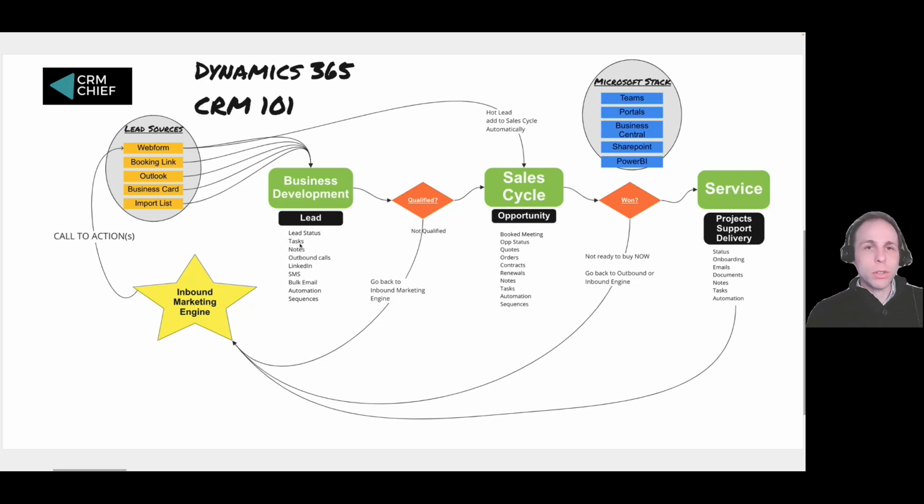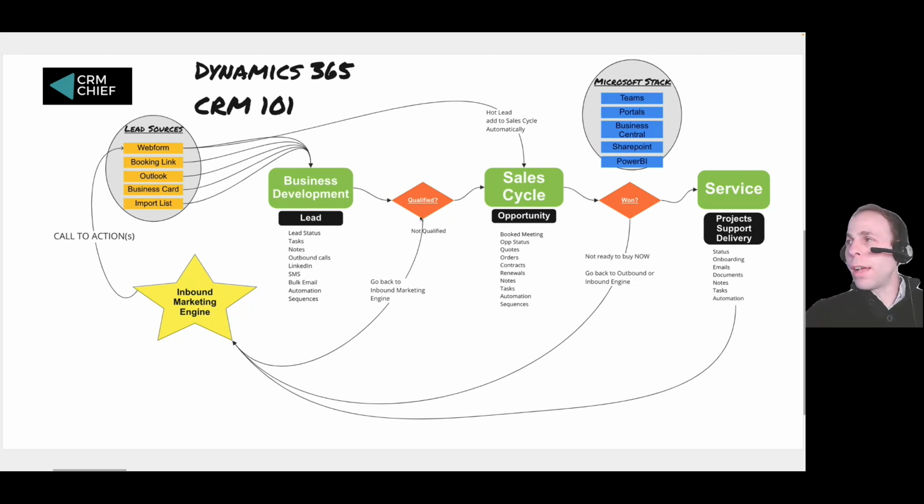Should they even be in your sales cycle? That's where we might qualify or not qualify. If they're not qualified, you might send them back to your inbound marketing engine. So this is why we start with sales. You can't really do marketing or service without that metadata in your CRM.